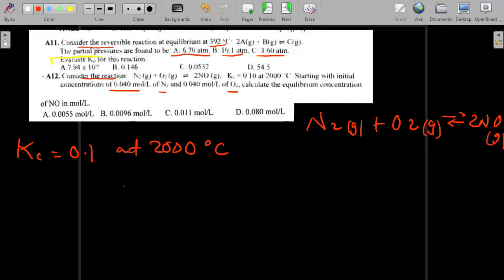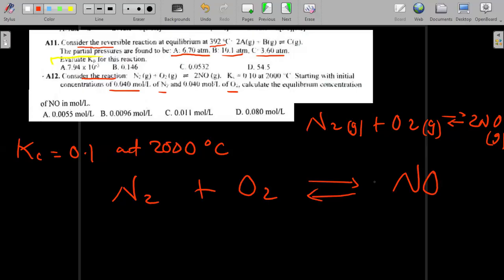So let's write the reaction here. I'm going to write nitrogen plus oxygen here, and then these are producing NO, which has a 2, of course, here. So what we are going to do here is come up with the ICE table. We're going to say initial concentrations, the change, and then the equilibrium there. The initial concentration of N2 is just 0.04, the initial concentration of oxygen is just 0.04, and the initial concentration of the NO there is just 0.